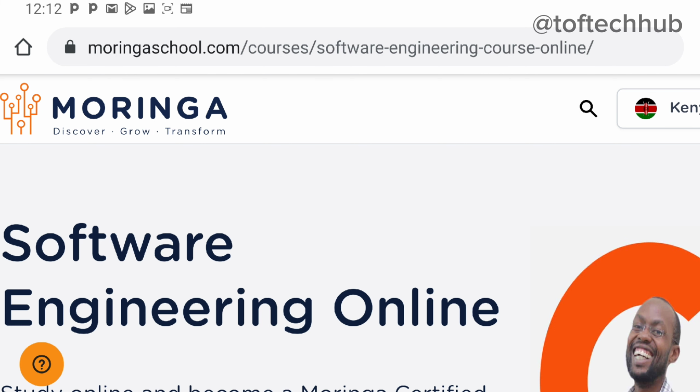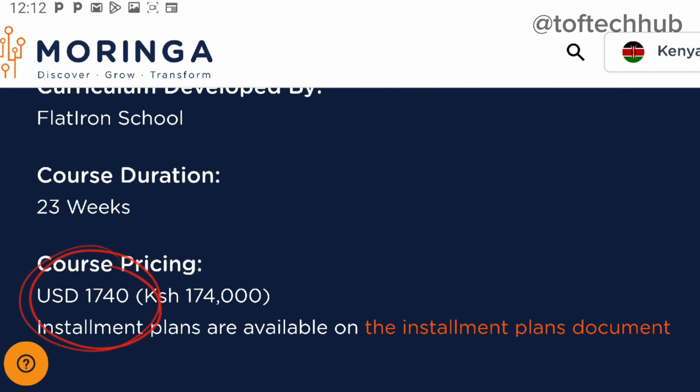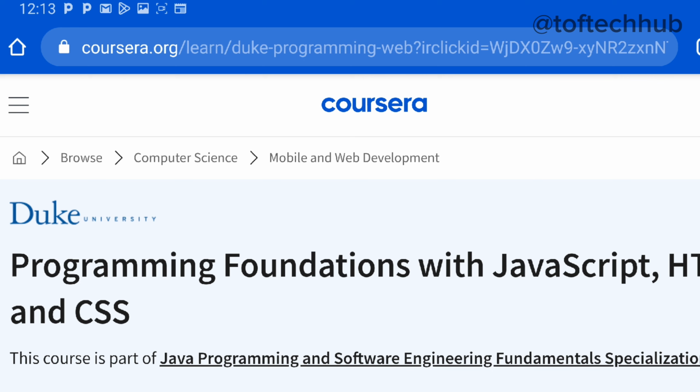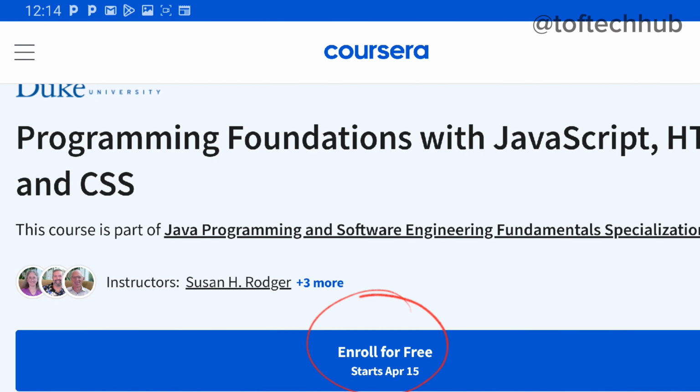And you can learn from Moringa School with a price tag of $1,740, and this is going to take you 23 weeks. Last but not least, you can learn on Coursera from Duke University, and that is completely free. The only thing is that you are going to be paying for the certificate, and that's just going to take you 23 hours. All you need to actually take these courses is your laptop and a very good internet connection, and that is all.